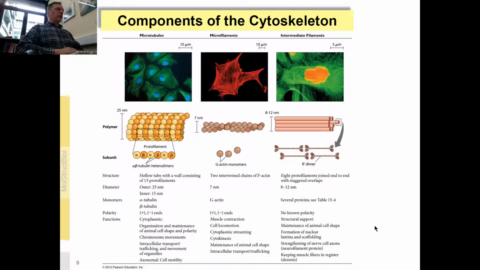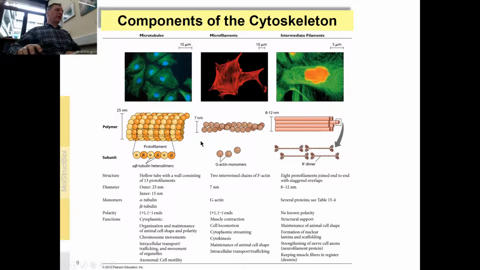Just to get you back to the cytoskeleton, we have 3 major components: microtubules, microfilaments, and intermediate filaments. The microtubules consist of protofilaments, which are made by heterodimers. These heterodimers are made of alpha tubulin and beta tubulin. So that's a basic block, alpha-beta tubulin heterodimers.